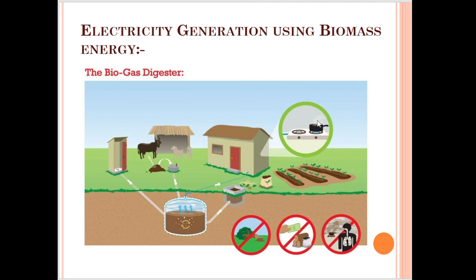The slide shows electricity generation by using biomass energy. Domestic waste is obtained from domestic toilets and is stored in a domestic biogas digester. Here, biogas is produced and this biogas is used for domestic lighting, cooking, domestic heating. The advantages of biomass energy are this source reduces cutting of trees, smoke or pollution problems, and health problems.